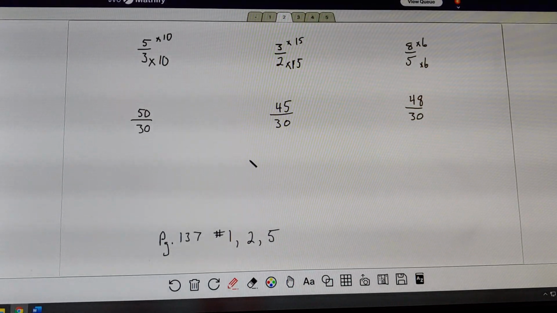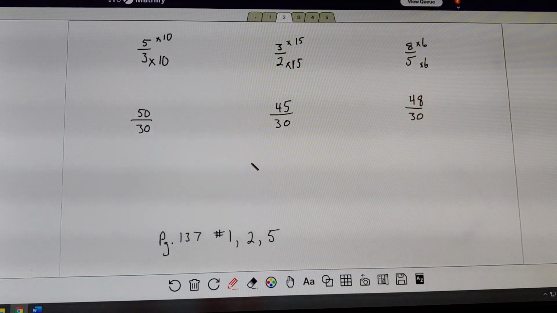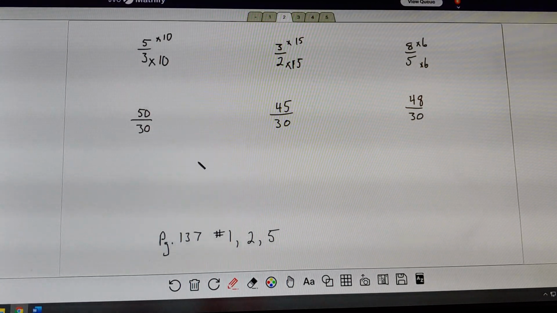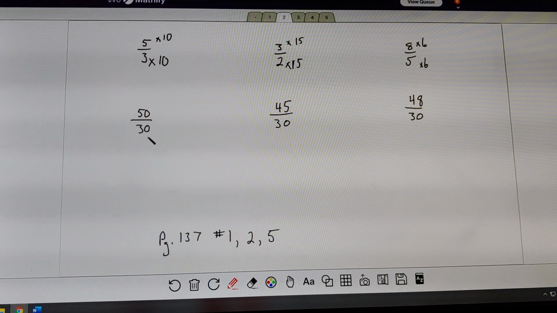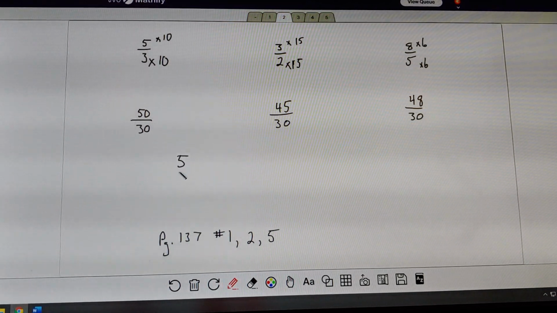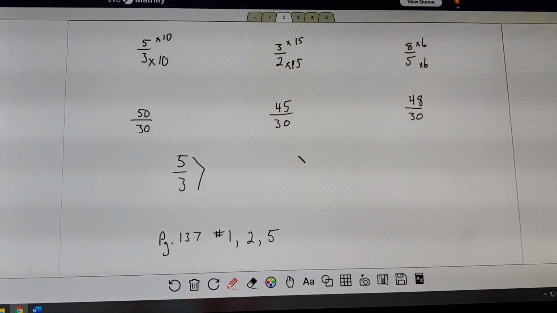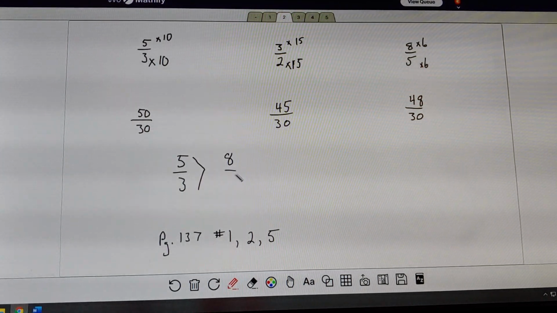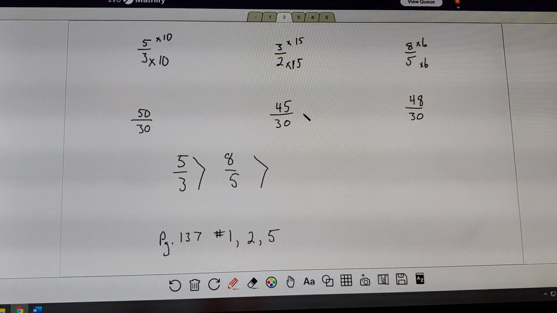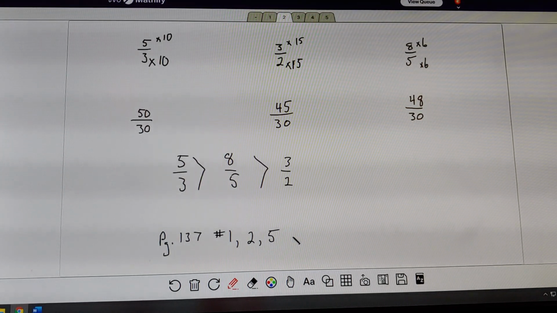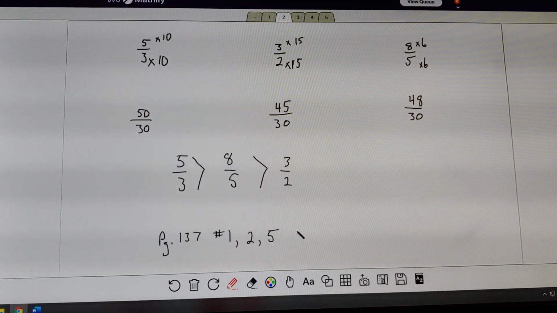Okay. So now we can order these. Our largest being 5/3. So 5/3 is greater than 8/5, the next one, which is greater than 3 over 2. Okay. Hopefully that's clear.